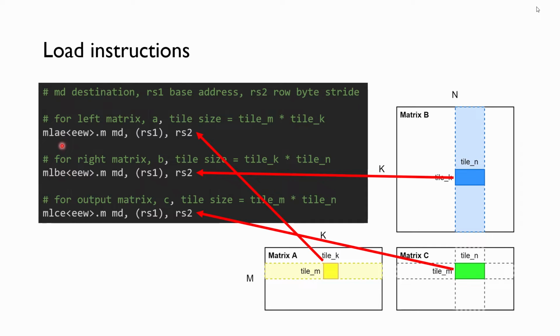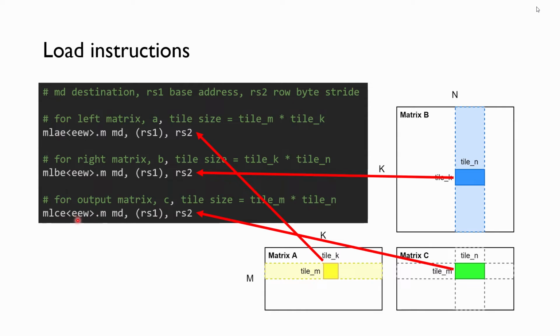So if the letter is A, it means load a left matrix tile to a tile register. The shape of the tile is tile M by tile K, and the destination register is a tile register. But when the letter is C, it means we are about to load a matrix tile M by tile N to an accumulator register.